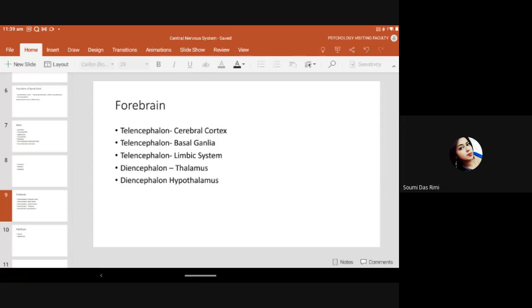Now, there are some small or big bulges known as convolutions, and there are some grooves between these bulges, that is the sulci, S-U-L-C-I, and the larger grooves as fissures.